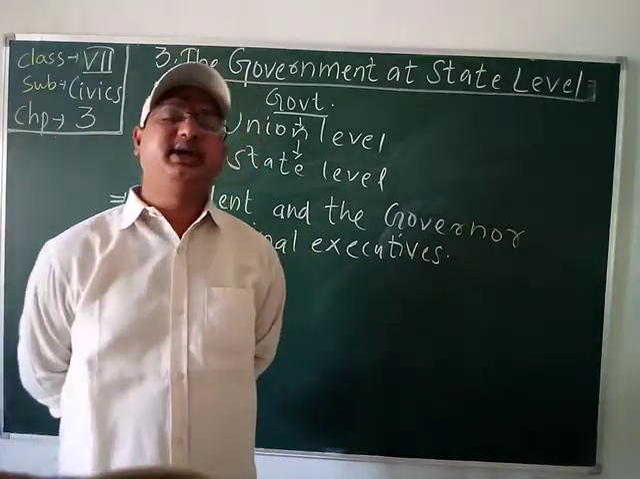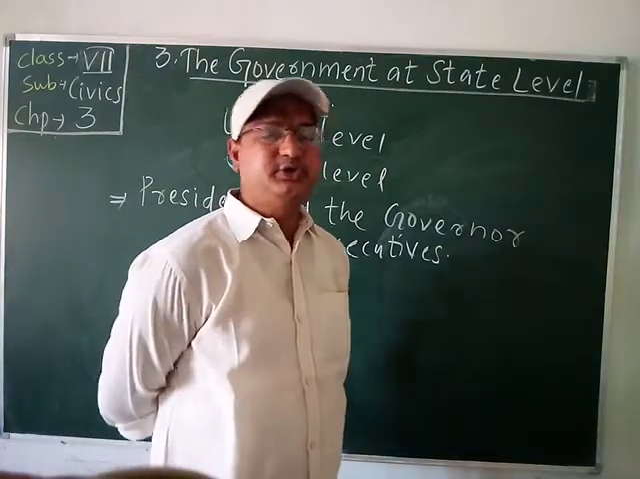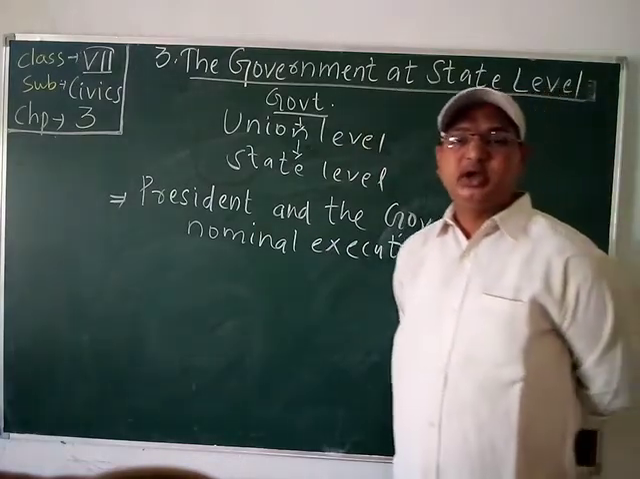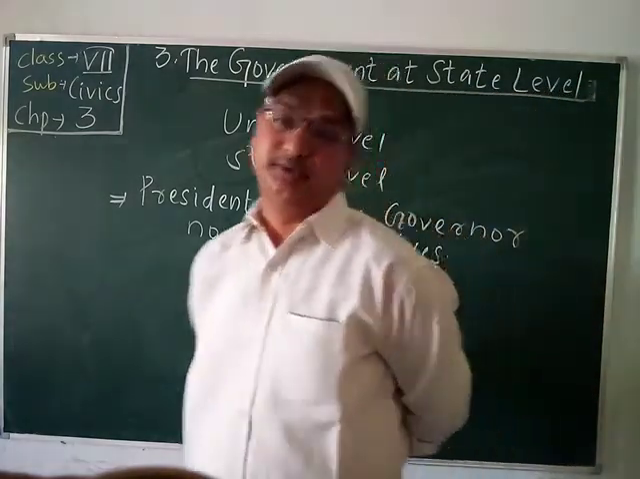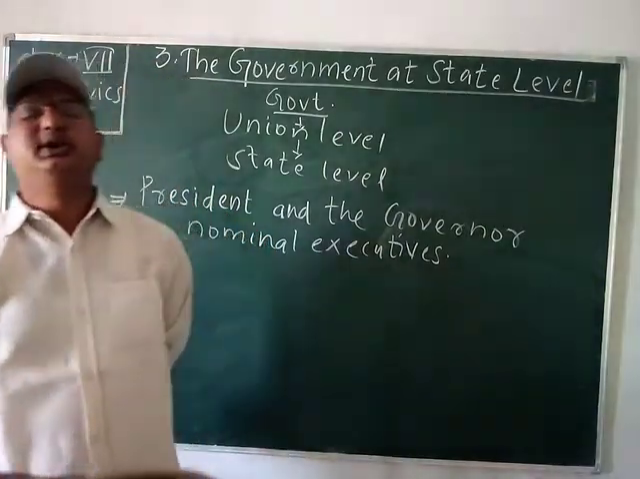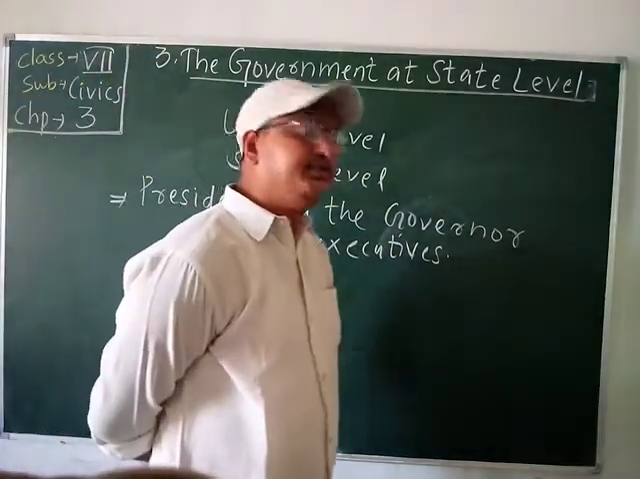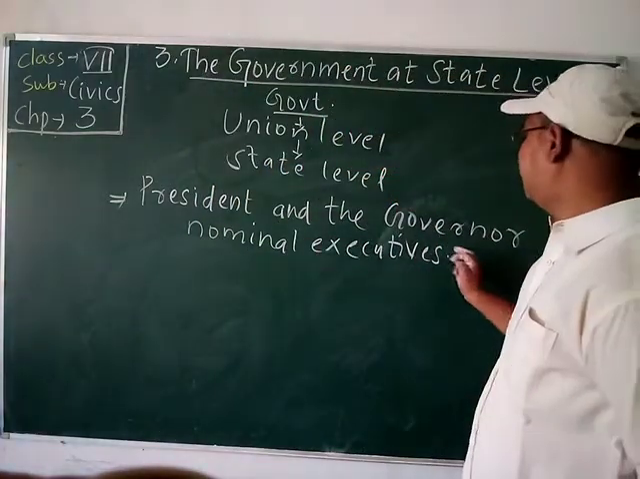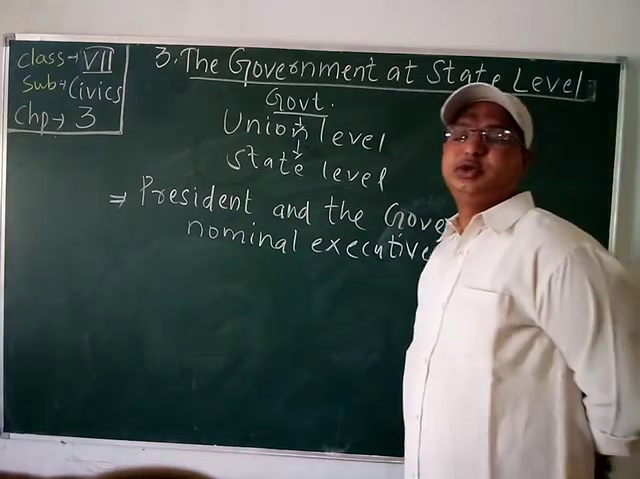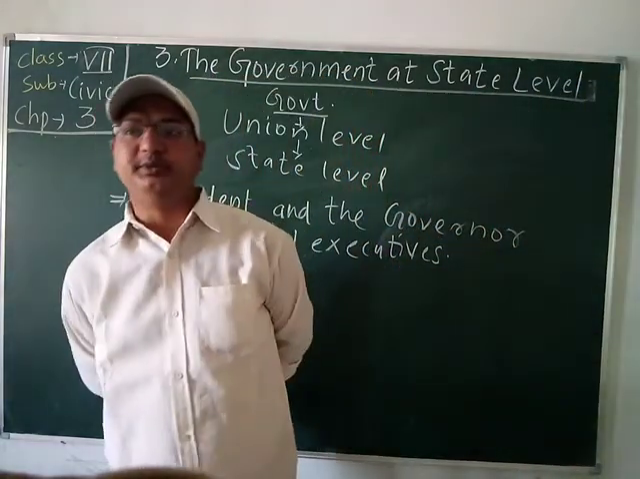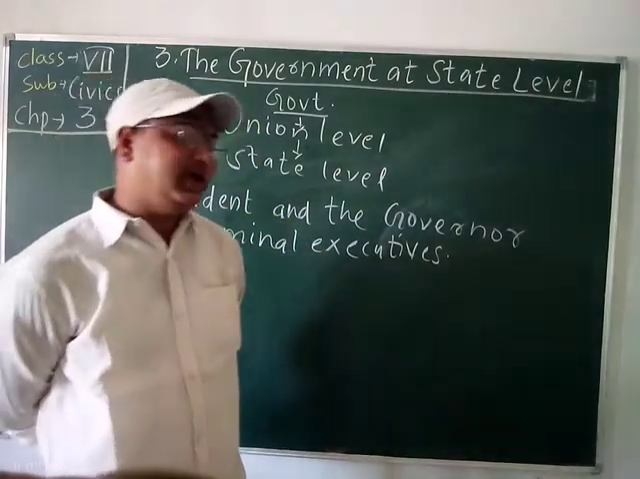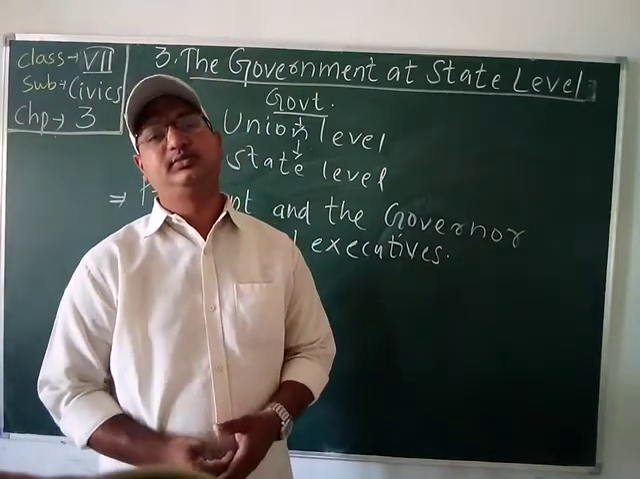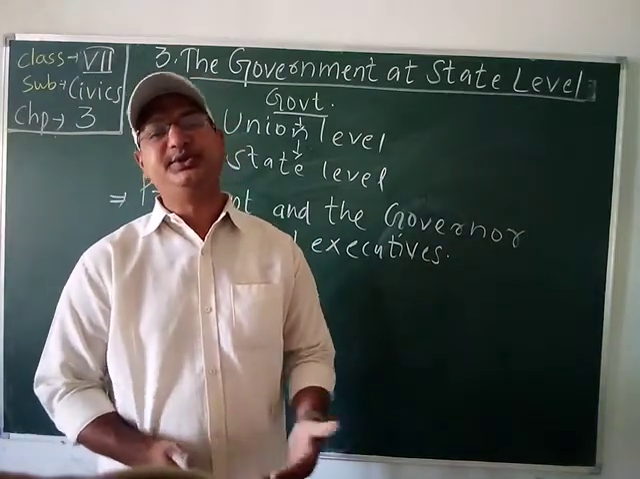They are collectively responsible to the respective legislatures at their level. Students, as I have told you, our government is divided into three organs. The first one is legislative, the second one is executive, and the third one is the judiciary. So the Prime Minister and the Chief Minister are the real executives, and as I have written here, the President and the Governor are the nominal executives. They don't have the power and authority, and they can't act without the advice of the Council of Ministers. But that is not the same in the case of the Prime Minister and the Chief Ministers.